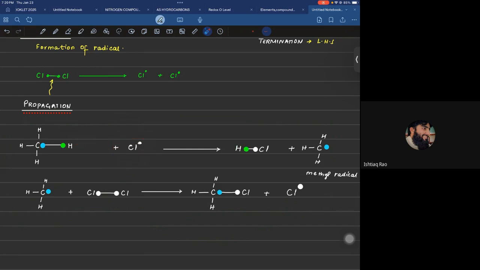So if I tell you that you are supposed to remove this hydrogen atom, obviously you would need two steps more. And if I ask to remove this hydrogen atom, again you would need the two steps. If I'm saying that you have to remove this hydrogen, one by one all the hydrogens would be substituted by chlorine. In the end you would say that CCl4 would be formed. Okay, this is called propagation reaction.